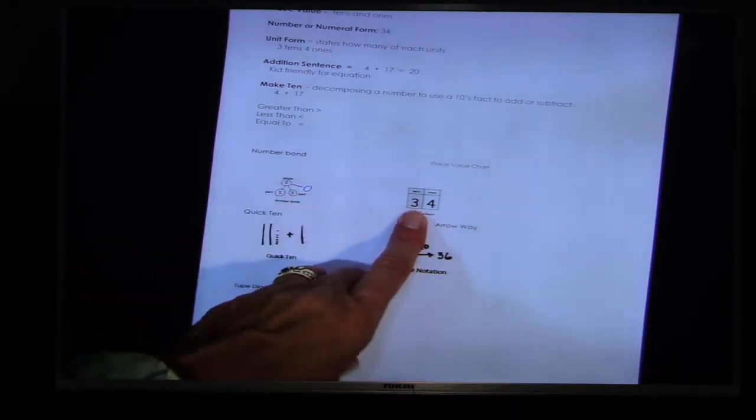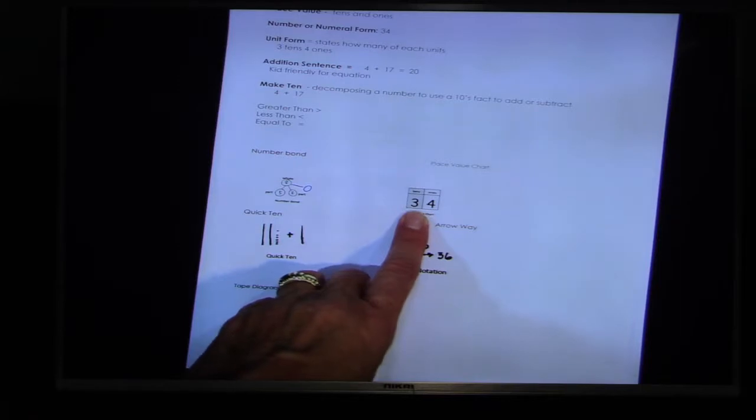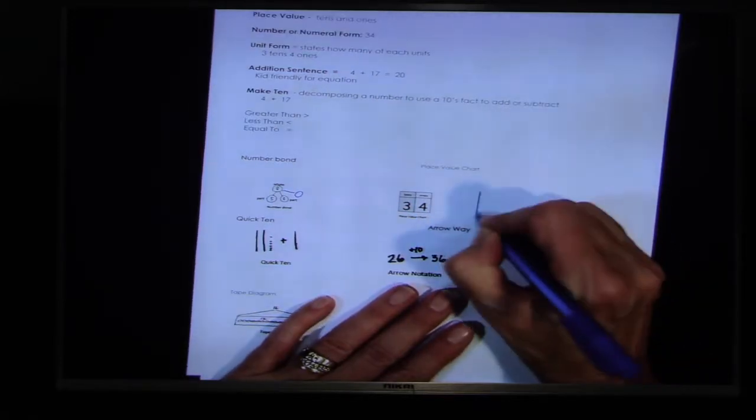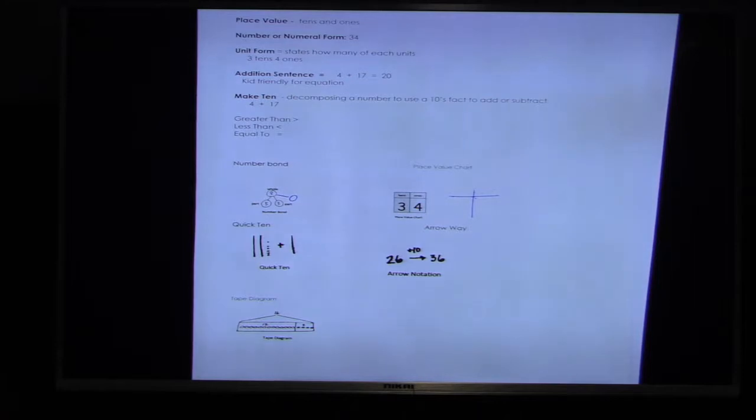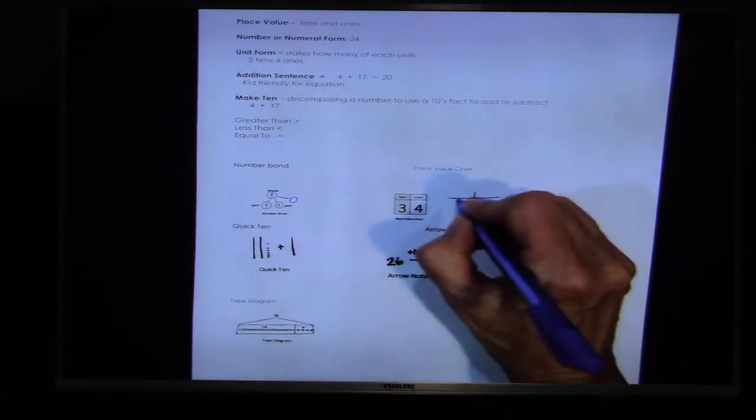This is what the place value chart looks like in our first grade. If I were to draw it, I would draw it like that. I don't have to fill in all the outer area. But I would label it.